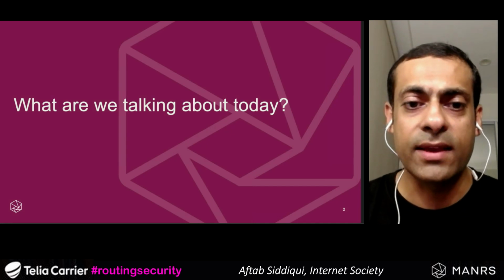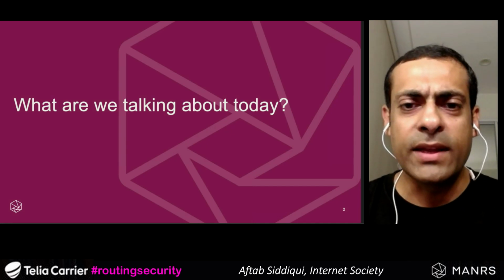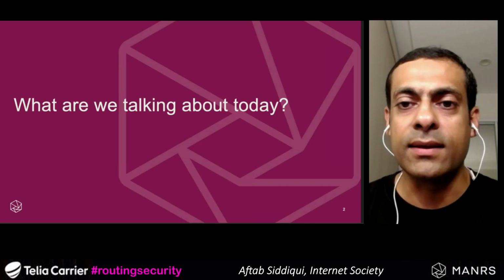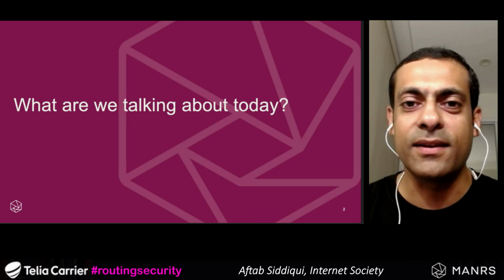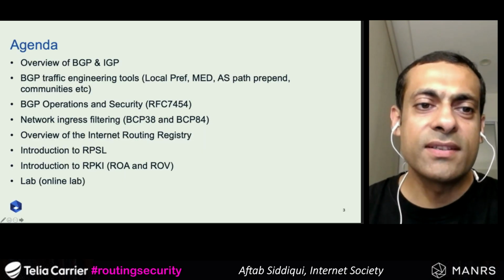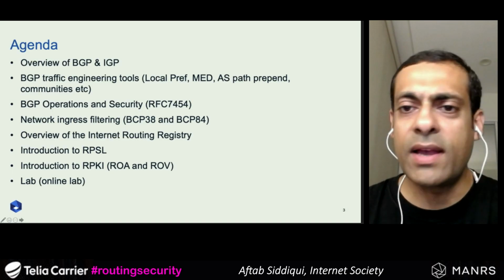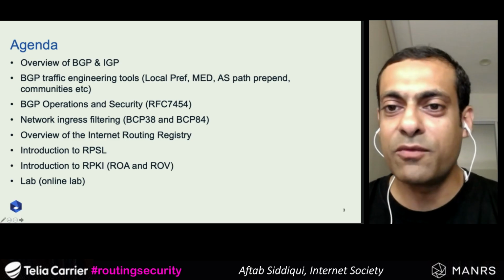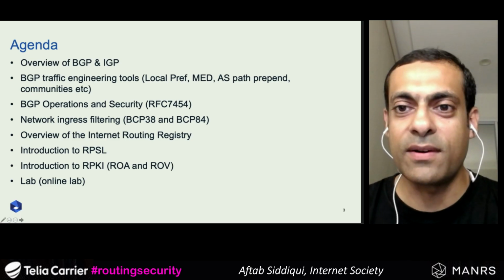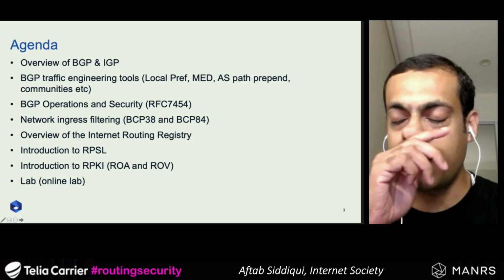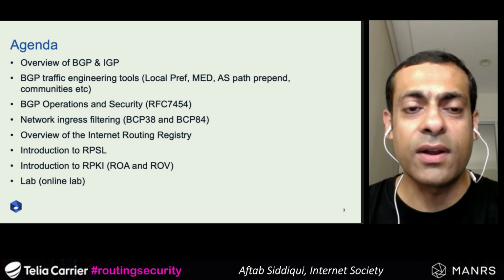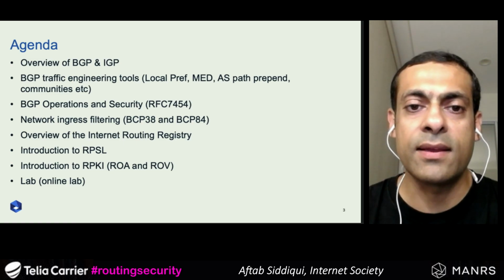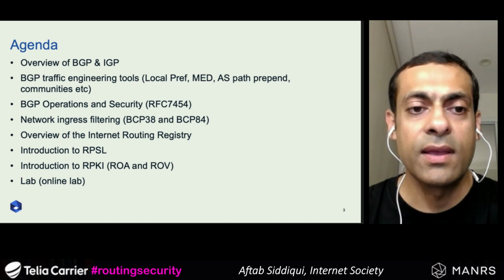The agenda for today is small, but there are so many details in it, so you have to buckle up and follow me. Right, so this is the agenda, a quick overview of BGP. I'm not going to explain what BGP is. If you are joining this session, I'm pretty sure you are aware of that, but we will just go through it a little bit. BGP traffic engineering tools, or I would say the attributes we use, like local preference, MED, AS path prepend, communities, etc.